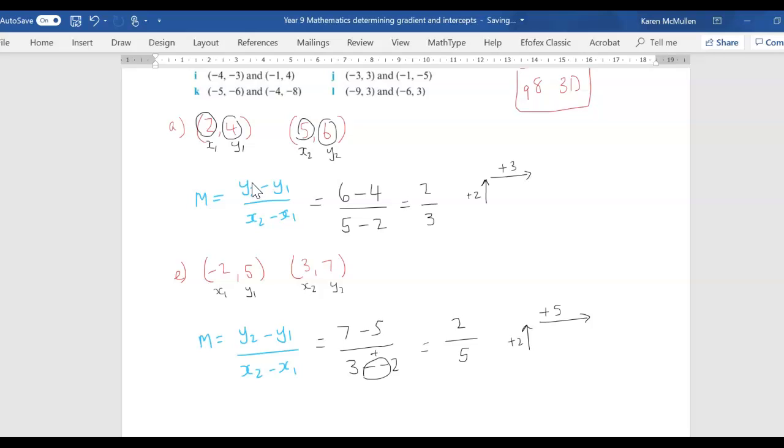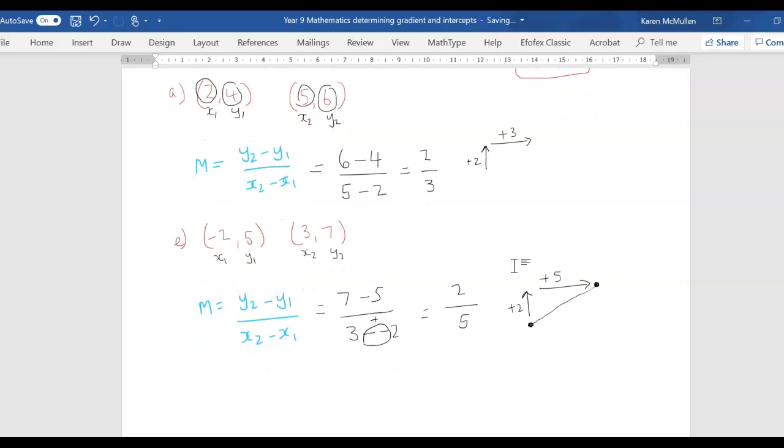So basically what this means is we've gone up 2 this time and across 5. So just think about your 2 points. We've started here and gone to here. All right, and then your straight lines going in between them. So we've gone up 2, across 5. And you can kind of see that if we've gone from 5 to 7, 5 to 7 is 2, and then from -2 to 3, difference is 5.